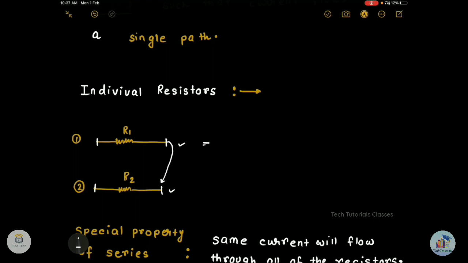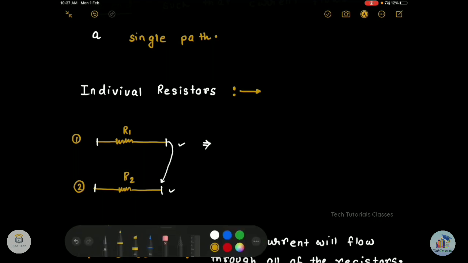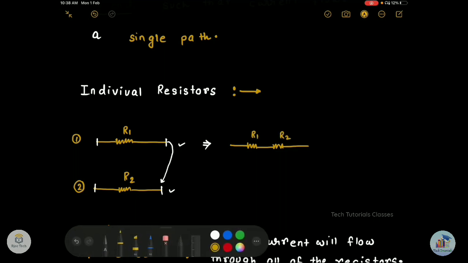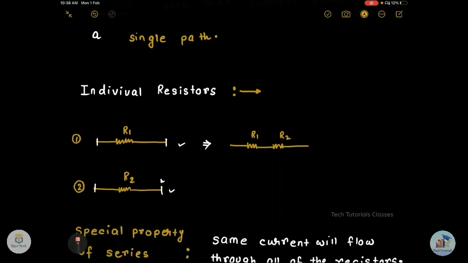So the resulting connection would be what? The resulting connection would be this, R1 R2, right? So also you can connect this end to this end, right? So what will be the resulting connection? The resulting connection would be the same. That means this will be R1, this will be R2. So this will also be series by the definition.